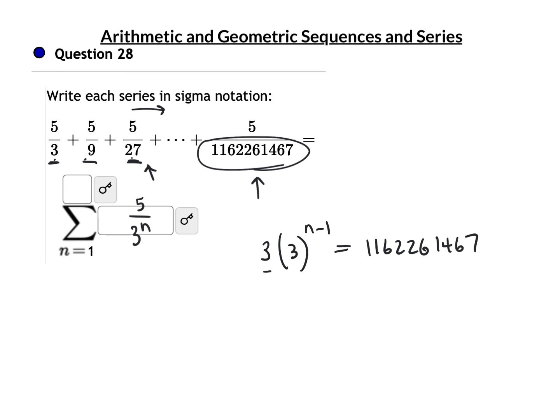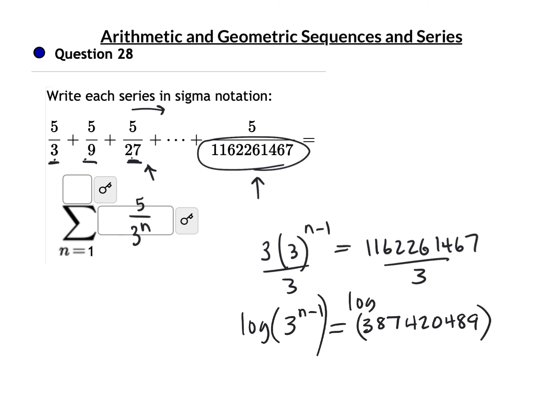Whew! Let's divide that by 3. We have 3 to the power of n minus 1 equals this large number. Let's take the log of both sides.